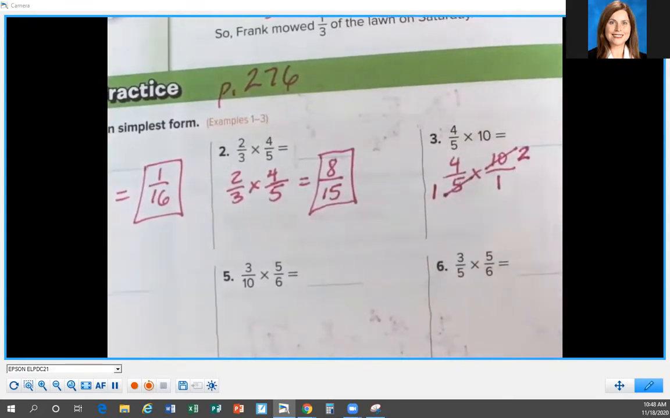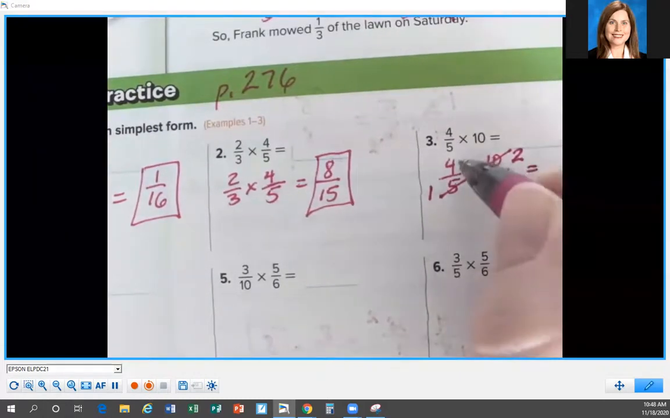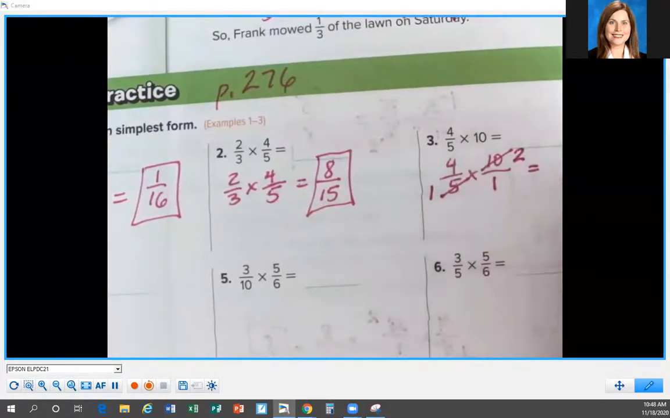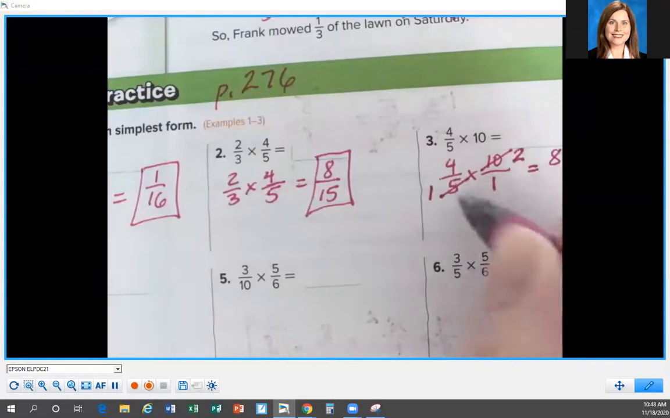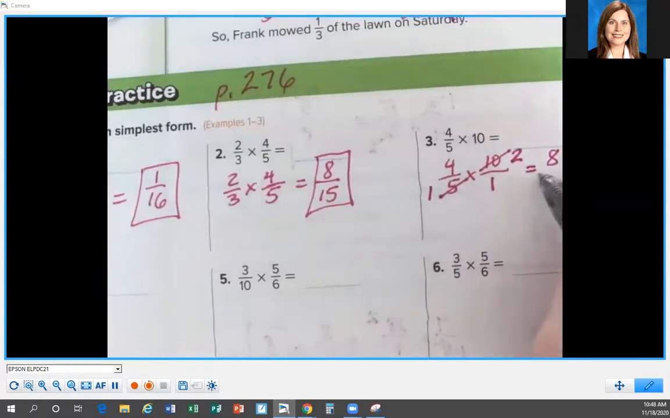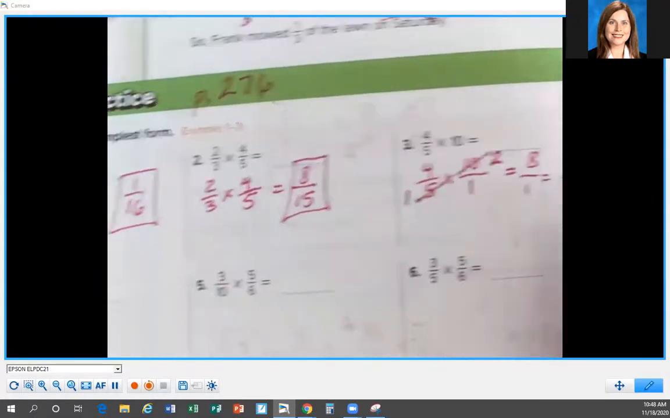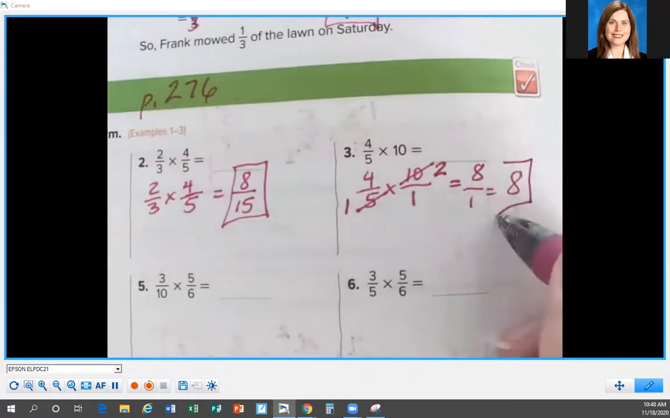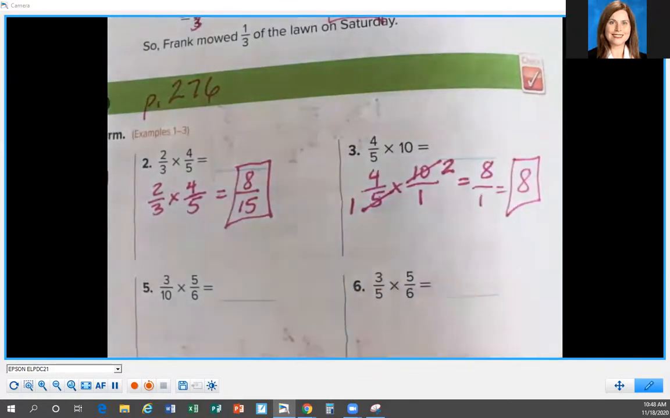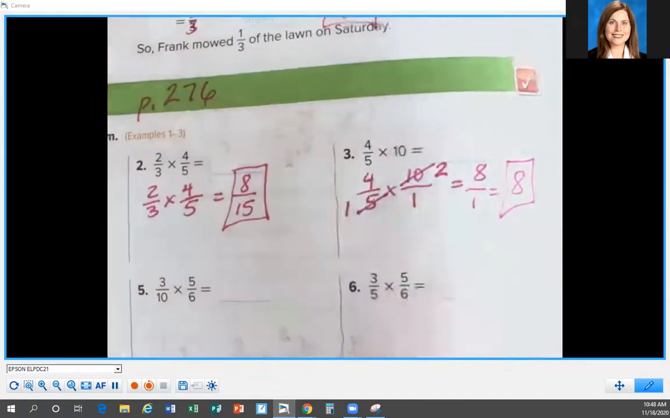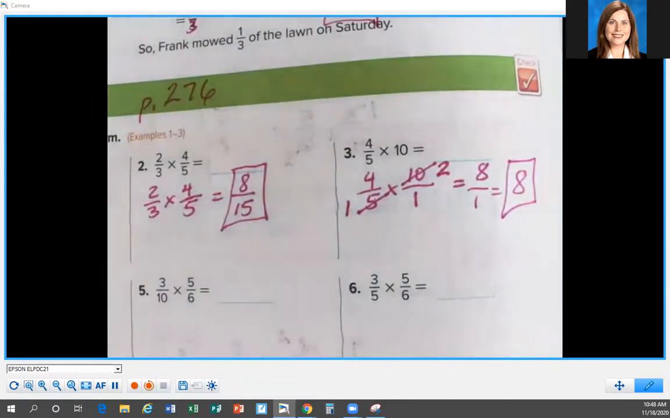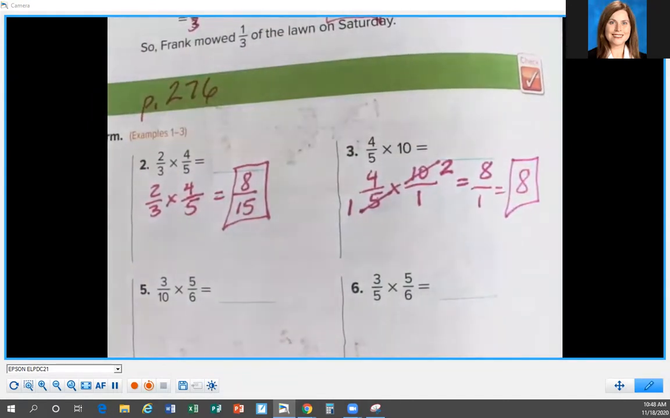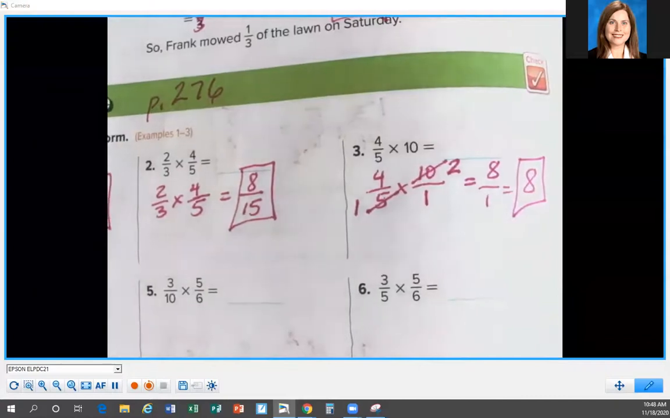4 and 1 do not have any common factors. So we're going to multiply straight across. 4 times 2 is 8. 1 times 1 is 1. So this answer is just 8. 4/5 of 10 is 8. Okay, let's take a look at number 4.